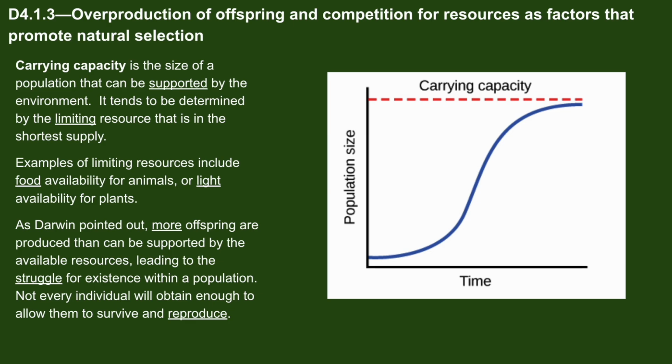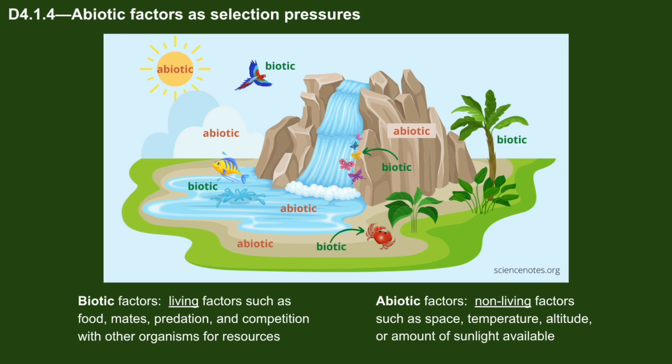This is the carrying capacity of the population. That means the size of a population that can be supported by the environment. There's going to be some type of limiting factor that starts to come into play at this part of the sigmoidal curve. This is the maximum size the environment can support based on things like food availability, or for plants, light availability, but there's going to be a struggle for existence within a population.